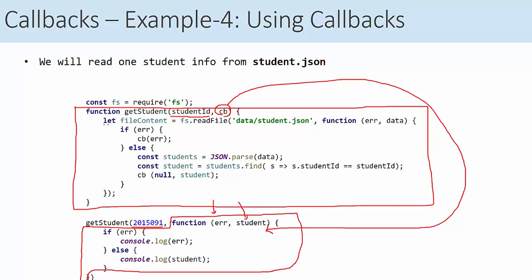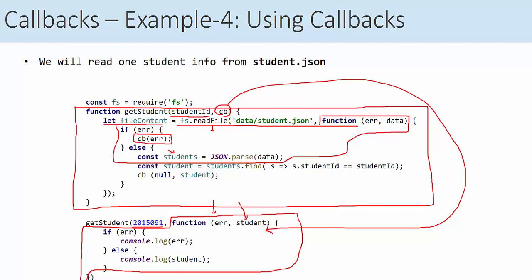Inside the function, you have fs.readFile. This readFile is another asynchronous function. This is a different one. It needs its own callback. So fs.readFile has its own callback. If there is no error, data will come here. If there is an error, see what happens. cb error. What is cb? cb is the callback function you provided. So where is the callback function? This is the callback function. So it will be called with an error.